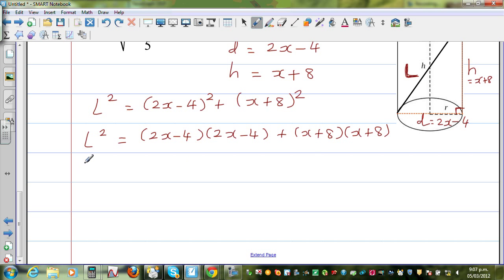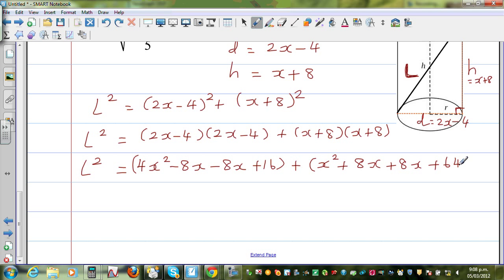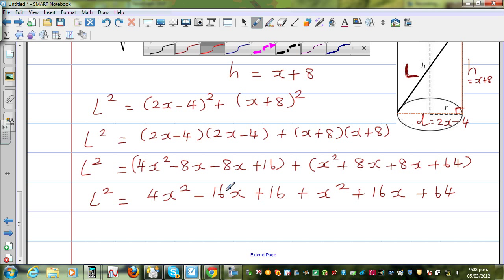If you know the formula for a plus b the whole squared, it's very useful, but I'm not using that formula. Let us expand this by foiling. This is 4x squared minus 8x minus 8x plus 16, and I'll close the bracket. Plus, again foiling, x squared plus 8x plus 8x plus 64. So again L squared: this is 4x squared minus 16x plus 16, and plus x squared plus 16x. This seems very tidy. Minus 16x and plus 16x get cancelled.